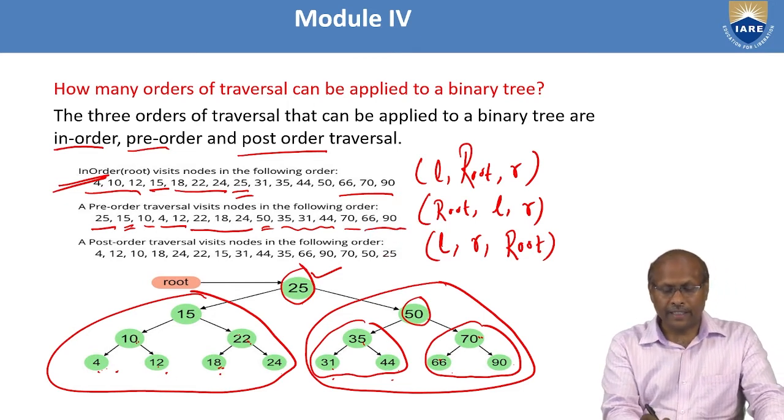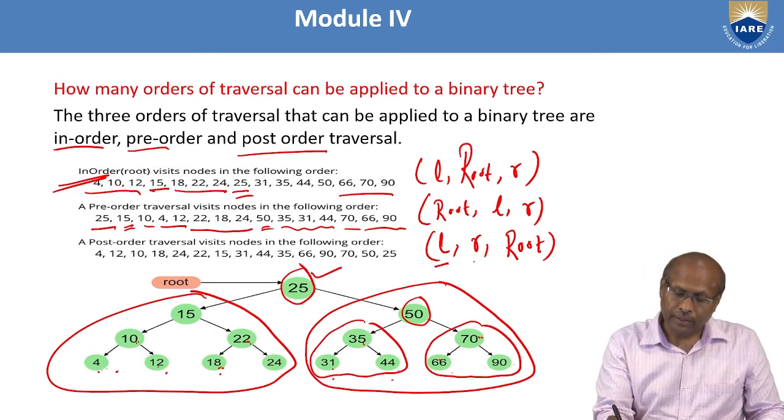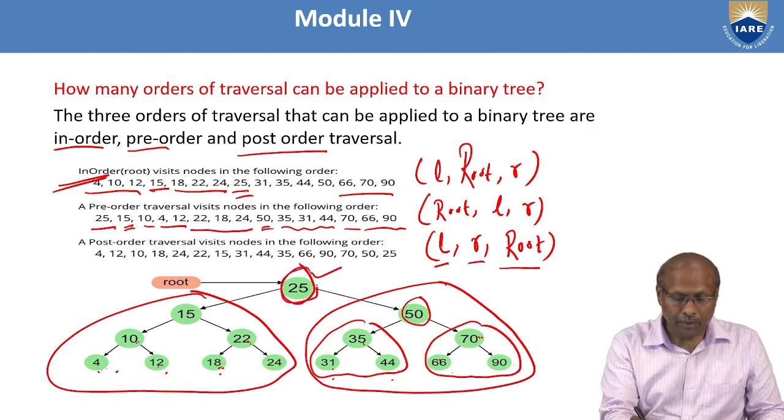Similarly, post order for this tree. In the same way, in the post order, what is the order? Left, right, and then root. So root will come last. That means this 25 will come last.